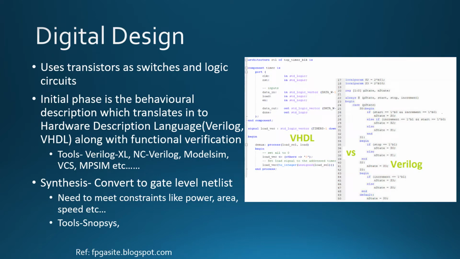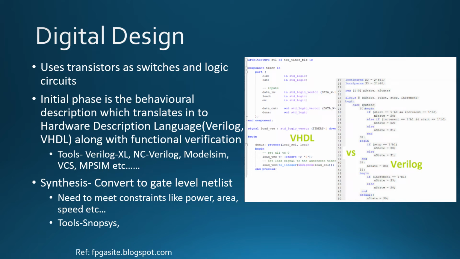Now we'll get into a little more detail on each design aspect. So, digital design. In digital design, we use transistors as switches and logic circuits. The initial phase of digital design is behavioral modeling, in which we describe the functionality of a circuit in a high-level language, which you can call a hardware description language, which can be Verilog, VHDL, etc.